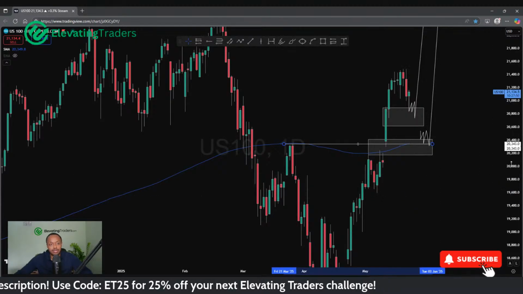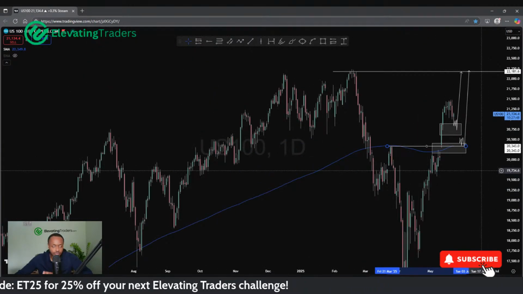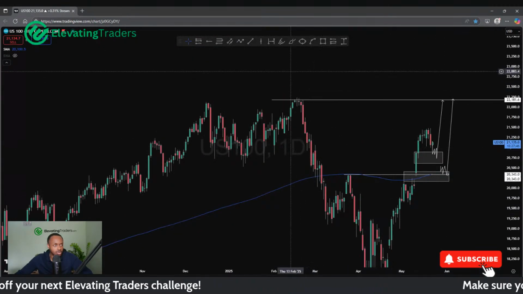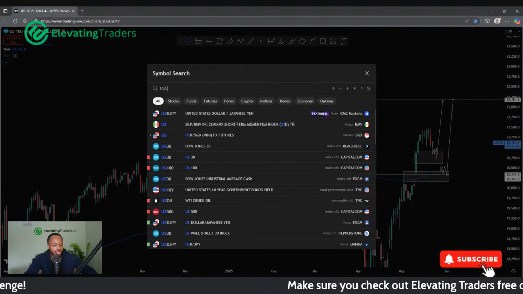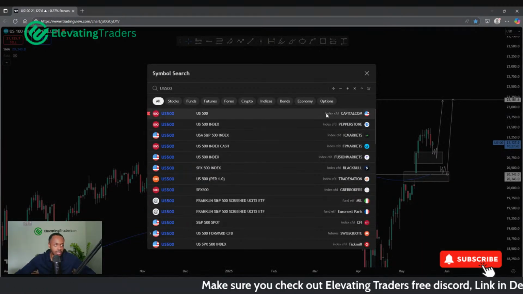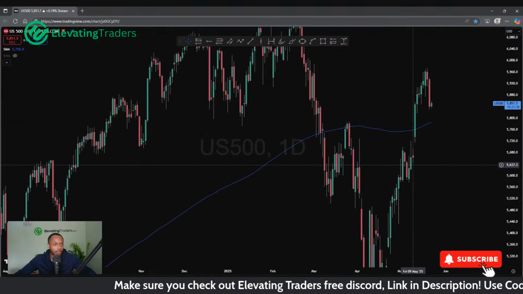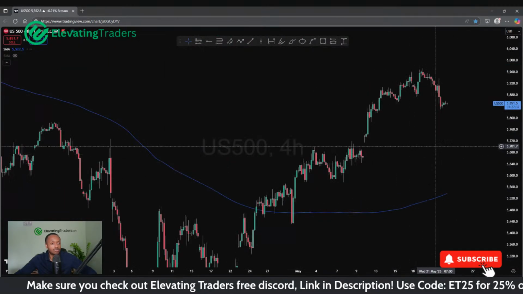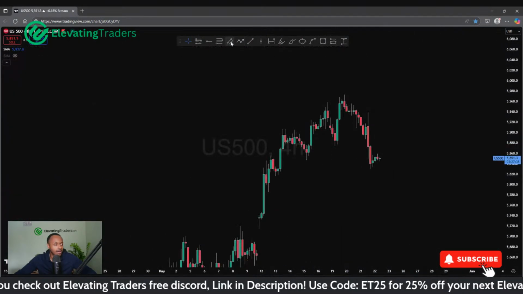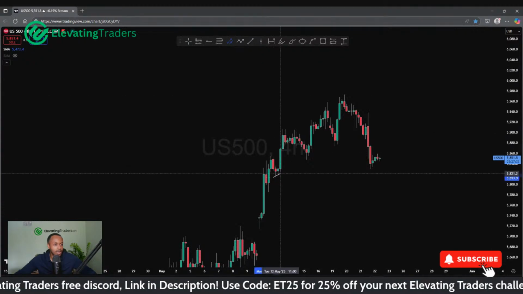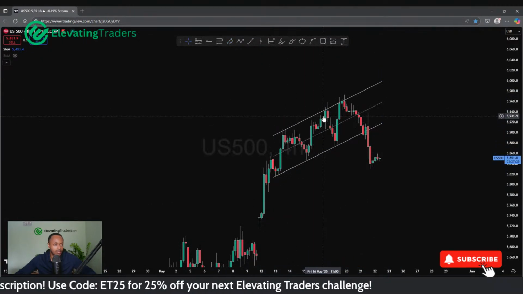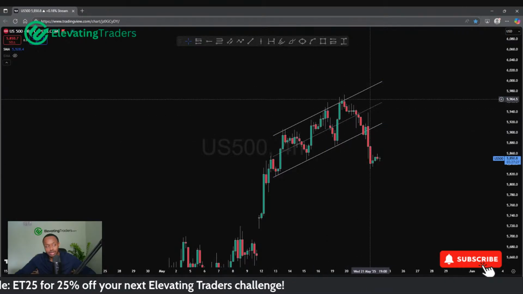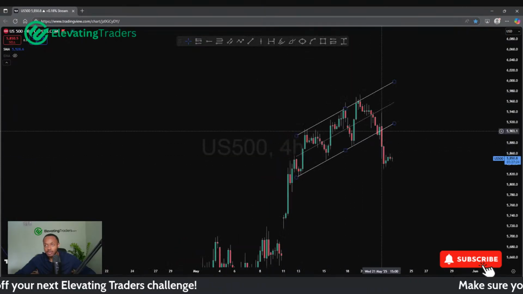But yeah, US 30, US 100, sorry, looking very, very bullish. A push back to the all-time highs looks very, very likely. S&P 500, pretty much the same situation as well. Drop to the 4-hour chart. We've looked very tired. So again, we were expecting that push lower. You can see how corrective we were moving. Push, pull back. When the market's moving like this, it just makes things very, very corrective.